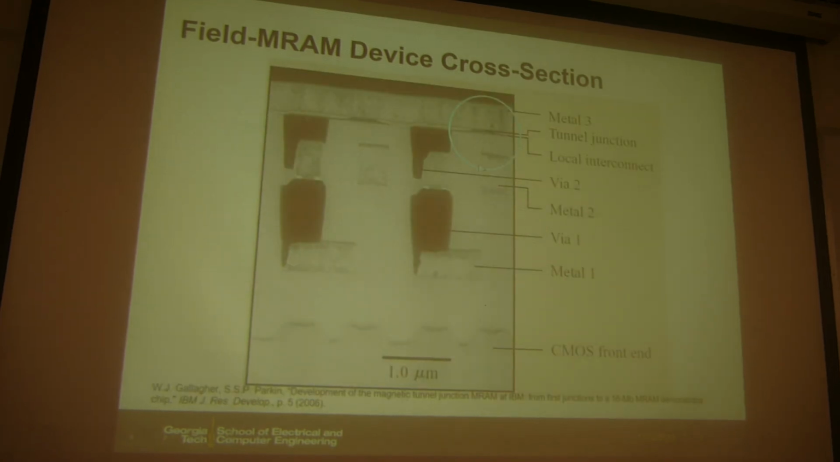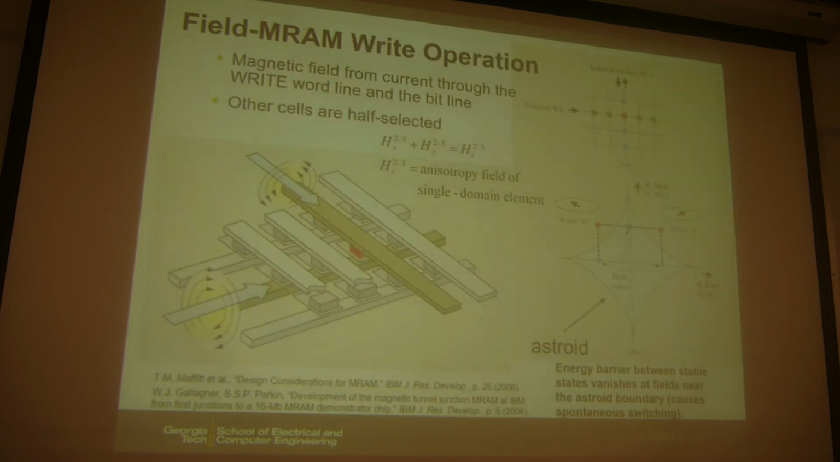So here are some real images from, I think, IBM's chip. So the MTJ is here between metal 2 and metal 3. And this guy is the write word line underneath the MTJ structure. So this is MTJ, and this is the write word line. So this is to answer your question.